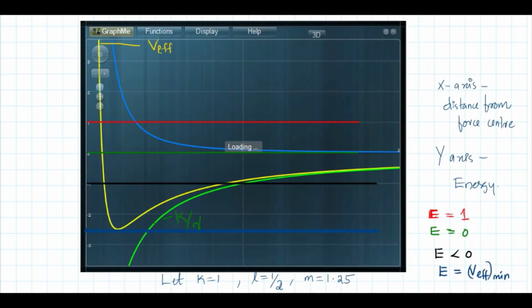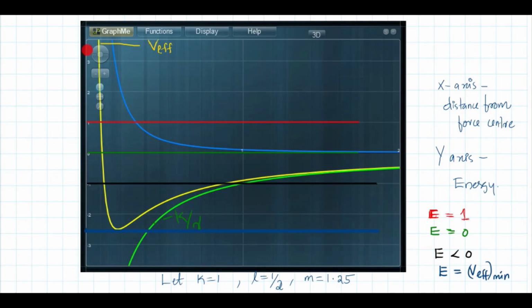Okay, now this is a plot of distance on the x-axis, distance from the force center. This origin is actually the force center, and the x-axis is the distance from the force center to the particle.